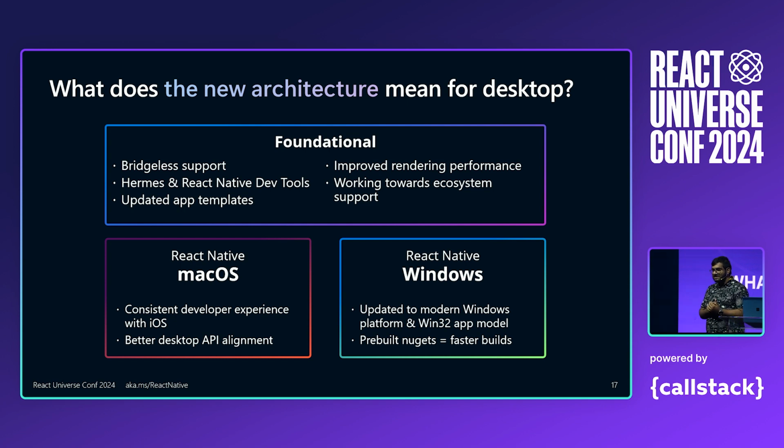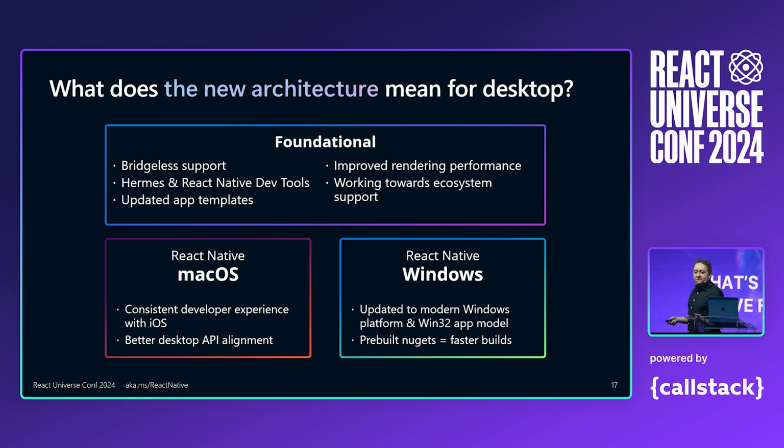On React Native macOS, because we share a lot of code with iOS, we have a pretty consistent developer experience and implementation. So you enable the new architecture with the same flags. You get the same kind of feeling of how to use it. On top of that, we've been working on better desktop API alignments to make sure that the APIs that we have in Paper translate well to the new architecture, which I'll talk about in a bit. But before I do that, I'd like to pass it back to Steven to talk about React Native Windows.